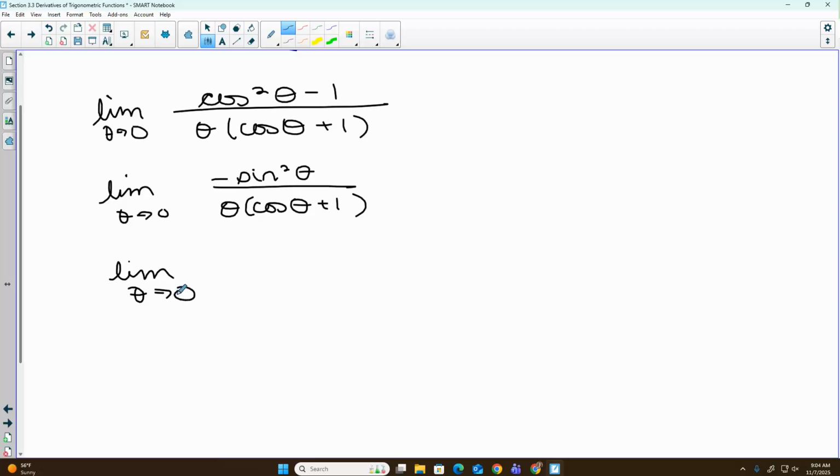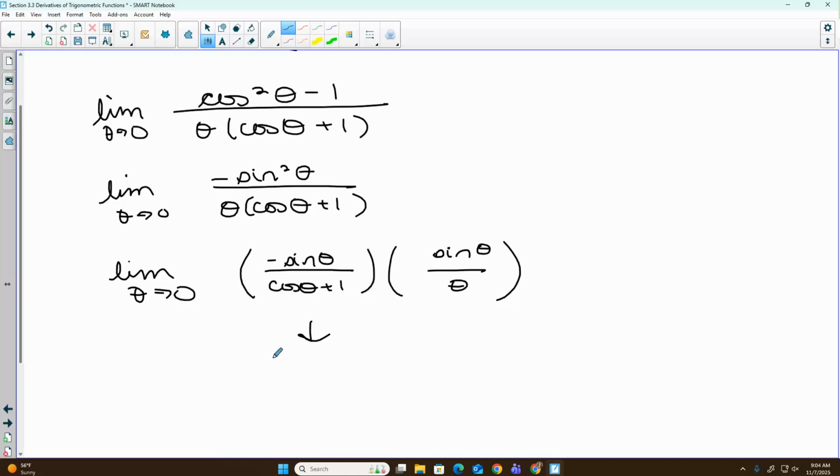So what I'm going to do now is separate this. I'm going to leave a negative sine theta. Sine squared, though, is just sine times sine, right? So I'm going to pull one of those sines off. I'm going to leave the cosine theta plus 1 here, and I'm going to pull the theta over to this one. Okay, this is equivalent to what I have here, because if you multiply, you just multiply the top, so we get the same thing. But at this point, we can evaluate the limit.